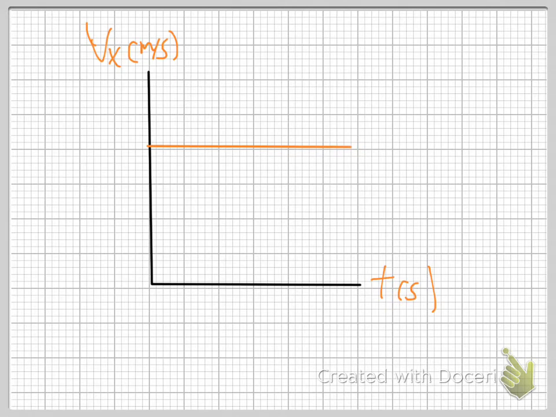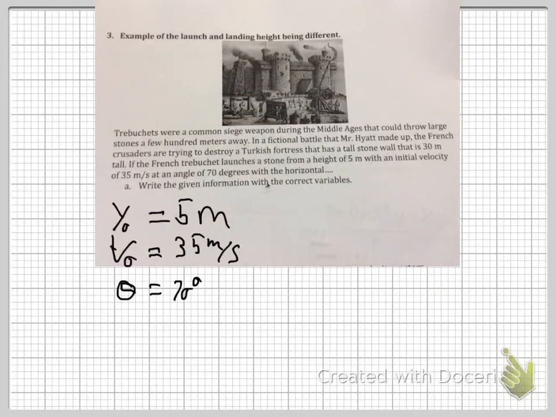Alright, and the last graph that I want us to really look at is the horizontal velocity graph, and this just shows that it's going to be constant over time. When we finish problem 3, we're going to reflect back on these graphs and put some points on them. So the next thing to do is to find our x and y components.